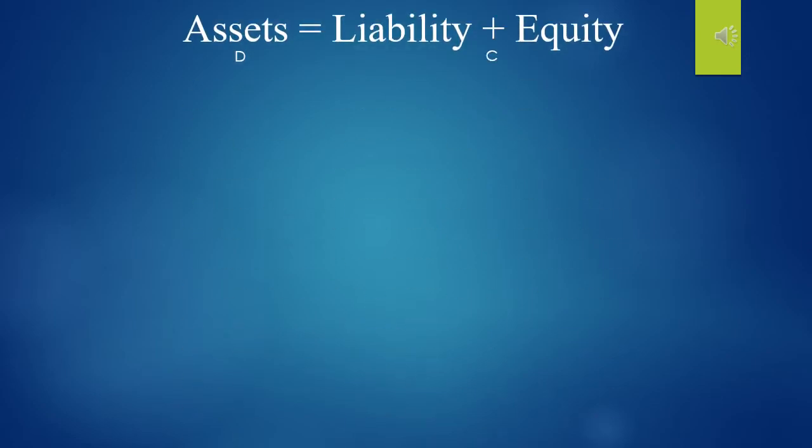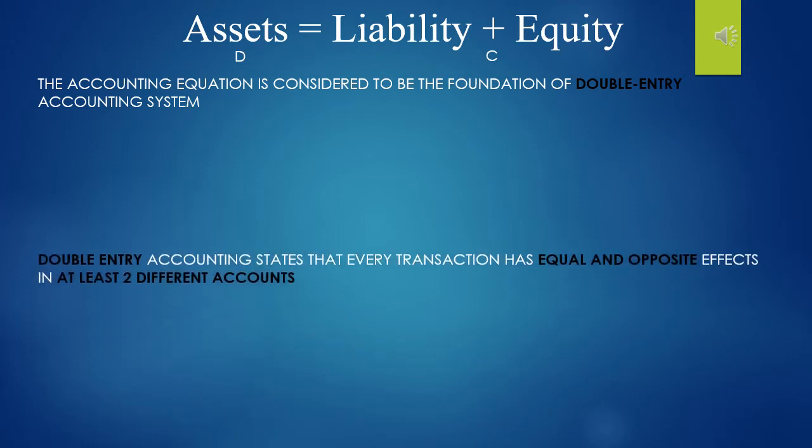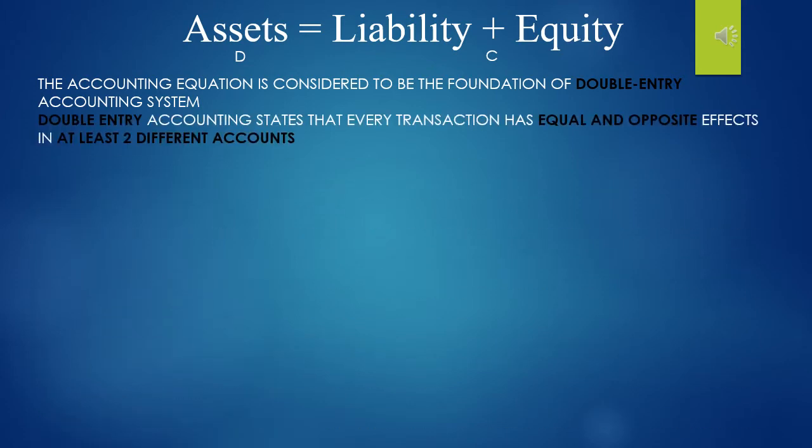Now that you have learned the definition of assets, liability, and equity, we can talk about the fundamental accounting equation, which is assets equals liability plus equity. This accounting equation is considered to be the foundation of the double entry accounting system. What is double entry? Double entry accounting states that every transaction has equal and opposite effects in at least two different accounts. This equation ensures that the balance sheet remains balanced. Assets equals liability plus equity.